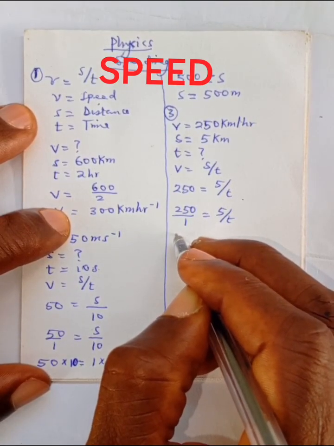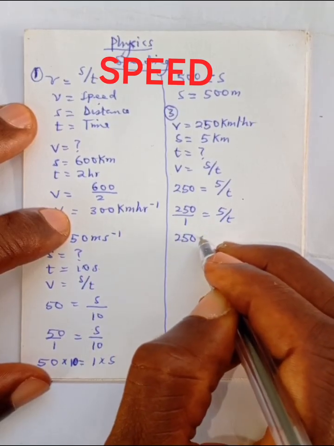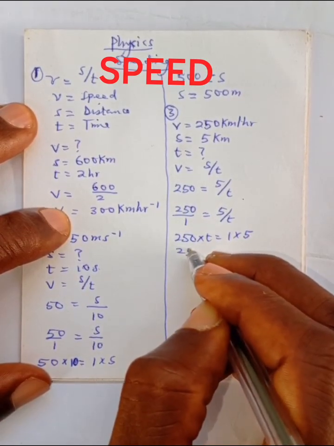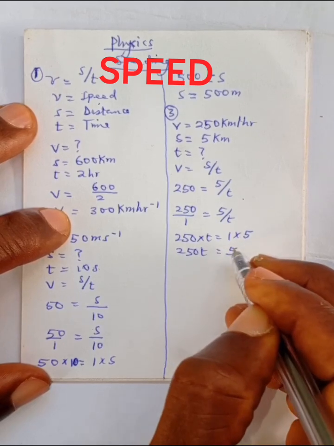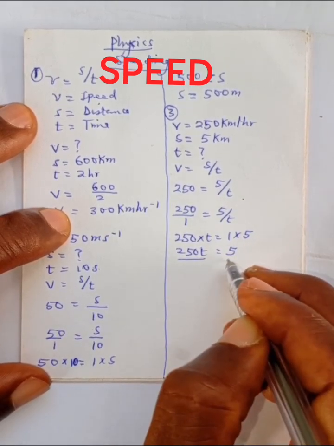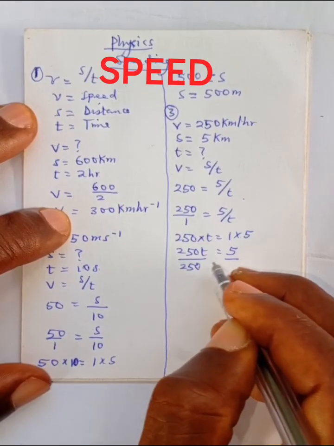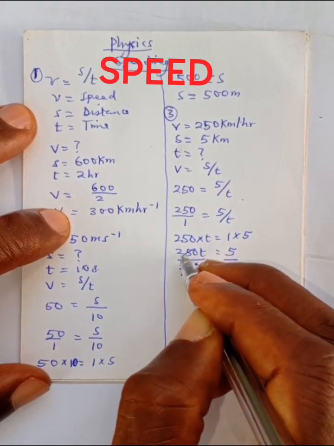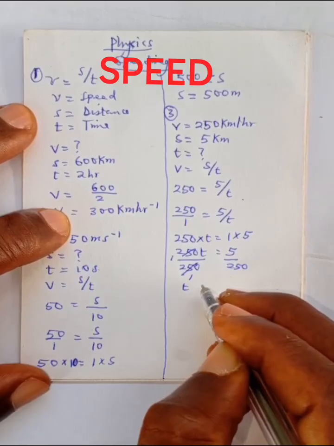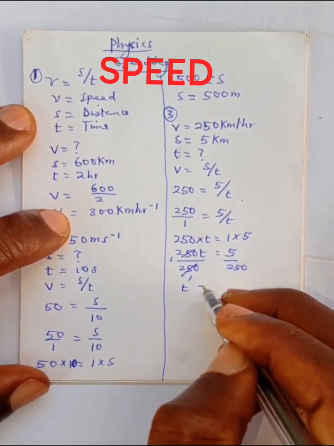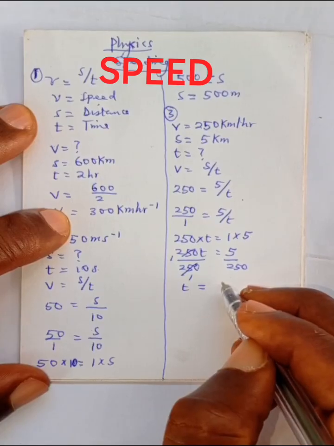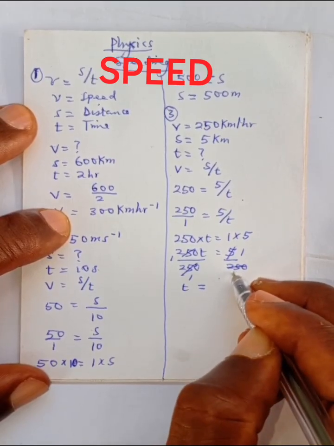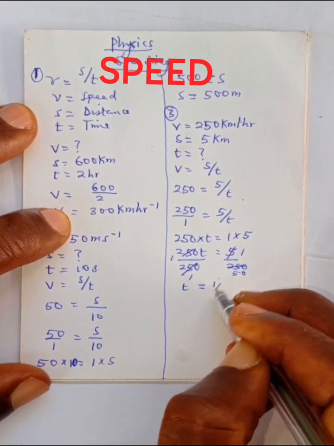When you cross multiply, you have 250 times t equals 1 times 5. 250t equals 5. Dividing both sides by 250, 250 and 250 here, so here 1, here 1. You have t is equal to 5 over 250, which is 1 all over 50 hours.